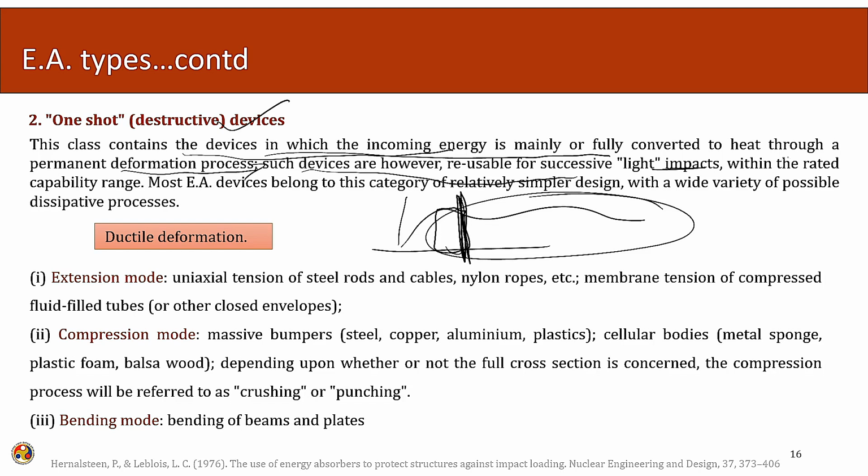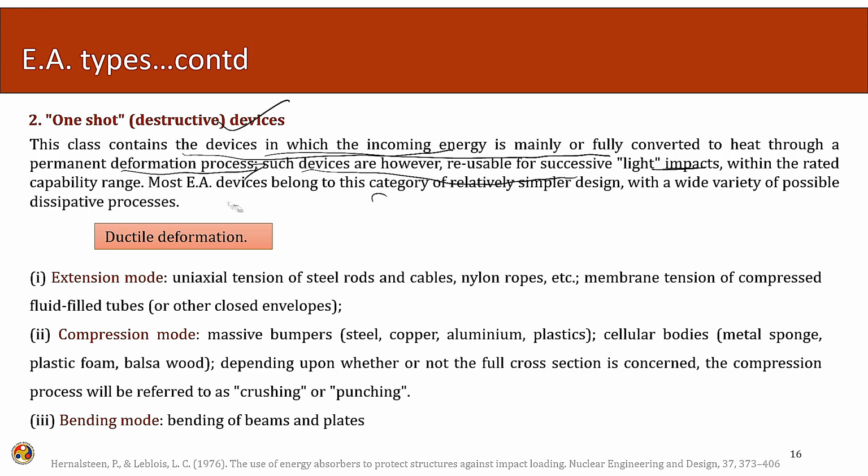Within the rated capacity range, most energy absorption devices belong to this category of relatively simpler design with a wide variety of possible dissipative energies. Their main function is through a ductile deformation process, this high plateau region process. So, these are called the one shot devices. Examples of the one shot devices are those that function in the extension mode: uniaxial tension of steel rods and cables, nylon ropes, etc., member tension of compressed fluid filled tubes or other closed envelopes. All these devices deform in a uniaxial type of behavior.